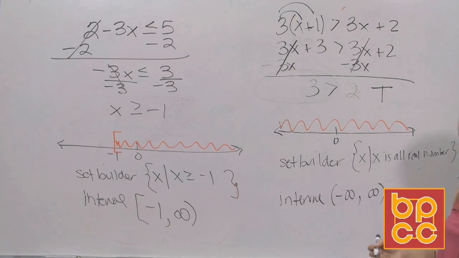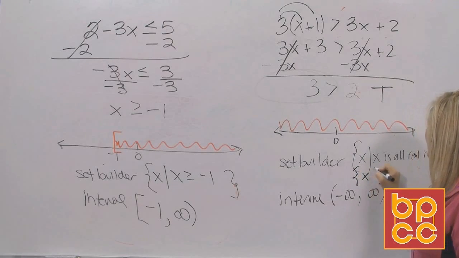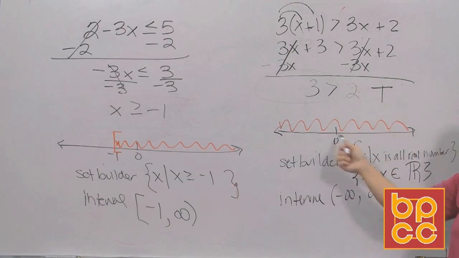Now, if you want to be fancy, we could write this with some symbols. So if I put the braces, x such that x, instead of writing in words, x is all real numbers, I could write x, use this Greek letter that means the word element, and the abbreviation for real numbers in math is this capital R. And that says x such that x is an element of the reals. That's saying x is any number that's real. And remember, that's what you call all the numbers on the number line, real.